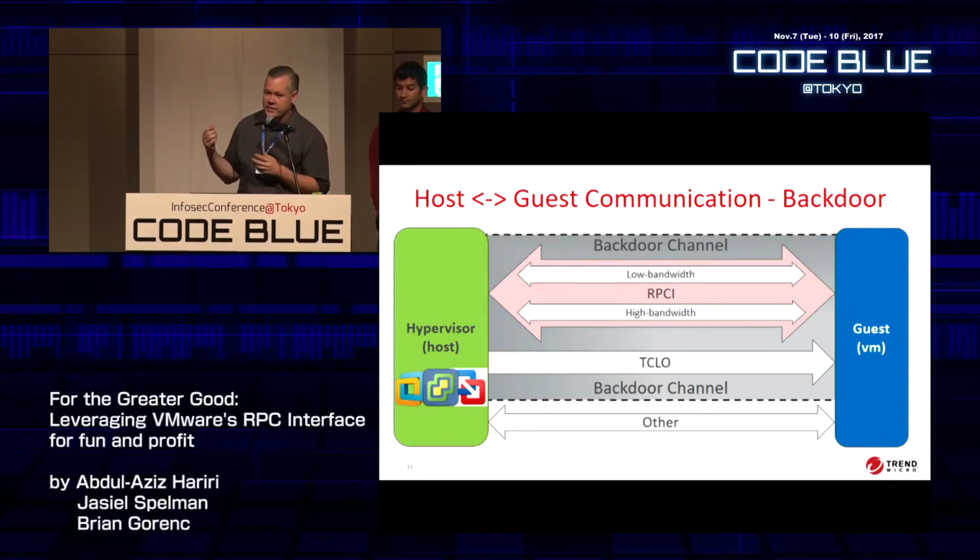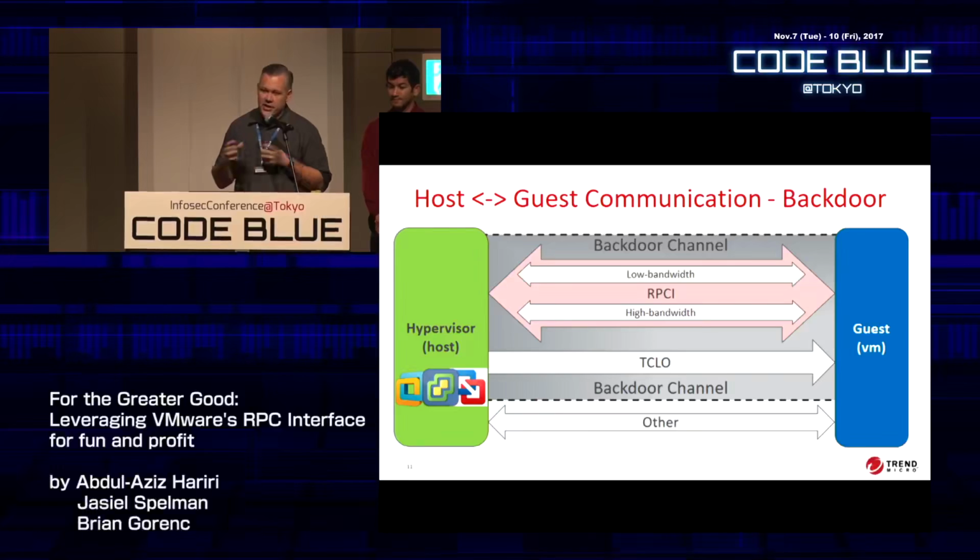RPCI is back and forth communication from the guest to the host. There's a lot of communication that happens over this channel, and there's two modes of communication that exist. One which is low bandwidth and one which is high bandwidth. The low bandwidth mode is when you're sending a small amount of information back and forth across the channel, and the high bandwidth obviously is when you're sending a lot more information across the channel, and it depends on how you structure the messages over this RPC interface which mode you're going to be using.